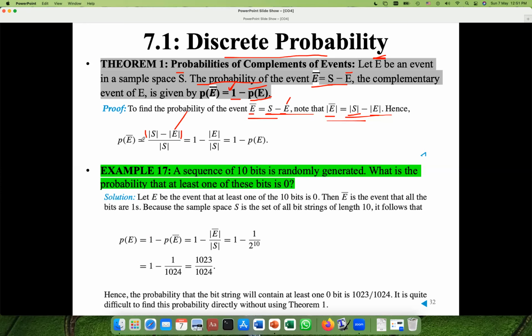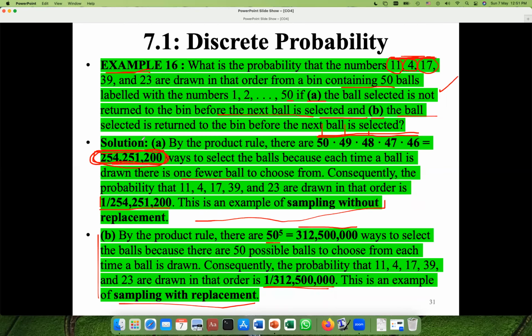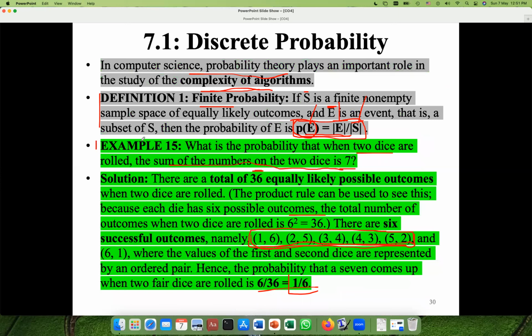What I want to say is that the probability of E bar is equal to, first I can write it like that according to the previous first definition. According to that definition, this one. But this E bar, I know that this is what? The probability of E bar is equal to S minus E. So now I can directly write it like that.